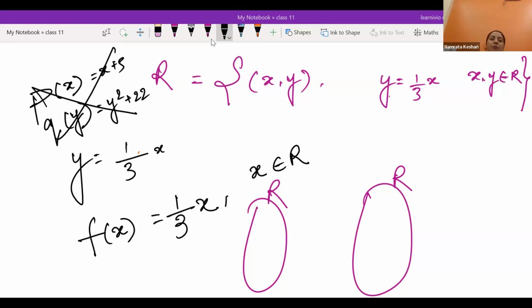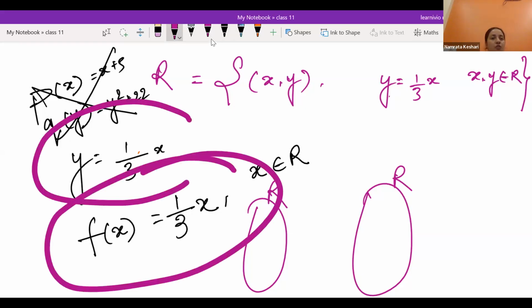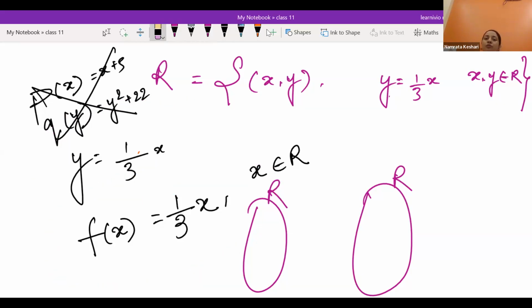Since it is a set, we are not able to write it every time in roster form by giving ordered pair, comma, ordered pair, comma. Hence we decided that we will represent it by this type of rule or equation, and we are going to call it a function. Making sense? So from now onward, we will have functions like f of x is equals to 2x, or f of x is equals to 1/3 x. This type of situation will be given.